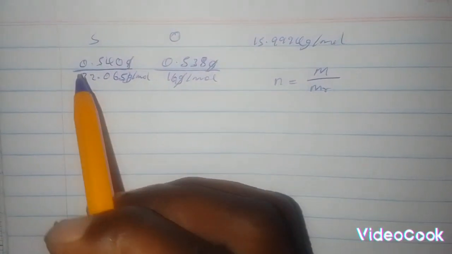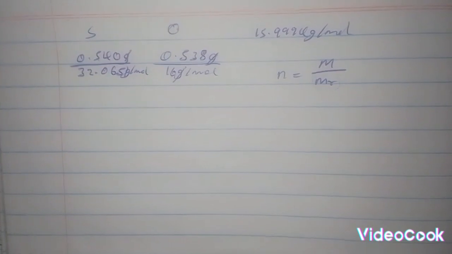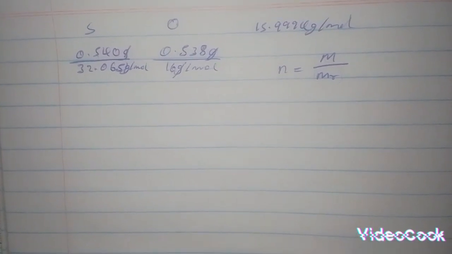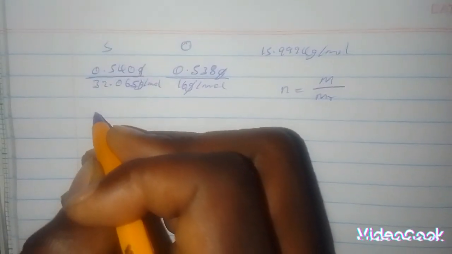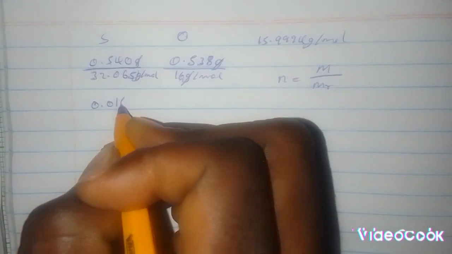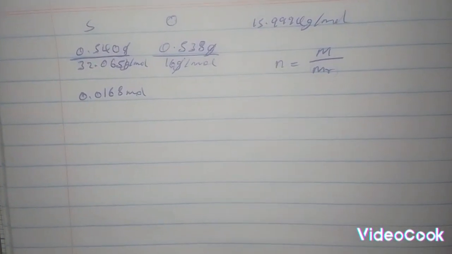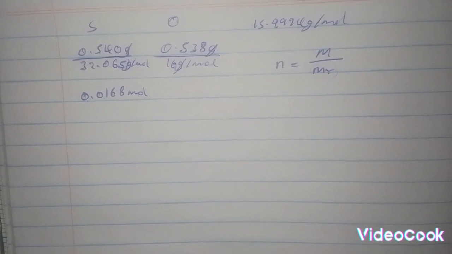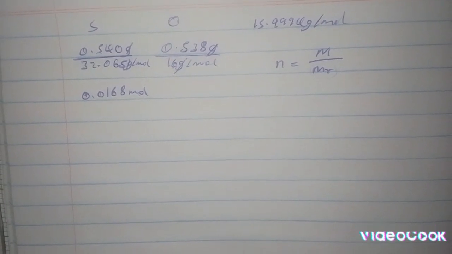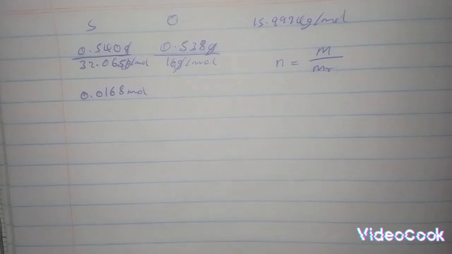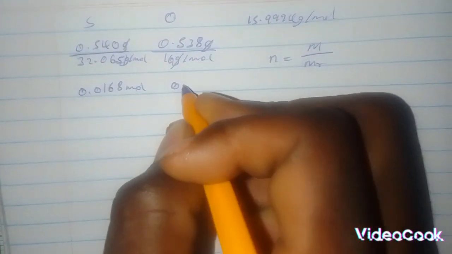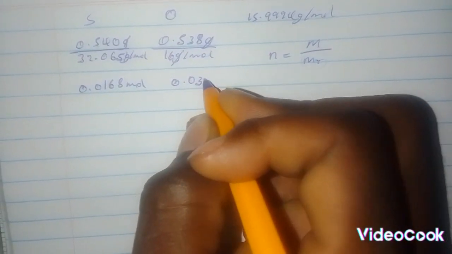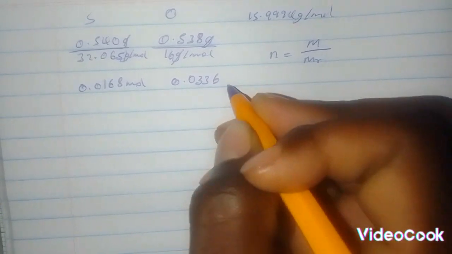So now, what are we getting here when we calculate? We're getting 0.0168 moles here. Then we come to this one, 0.538 divided by 16. It is giving us 0.0336 moles.